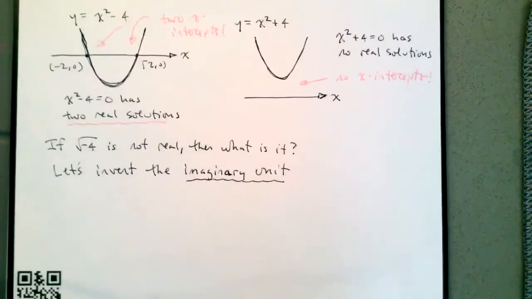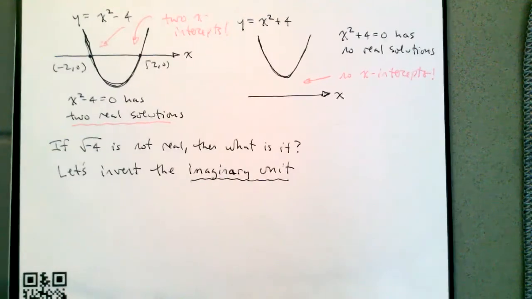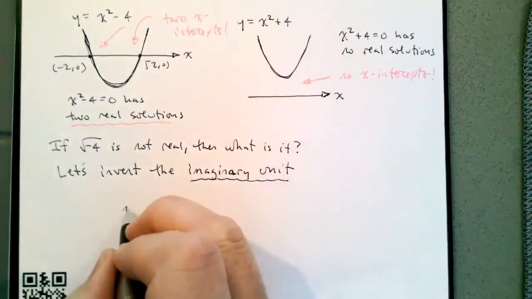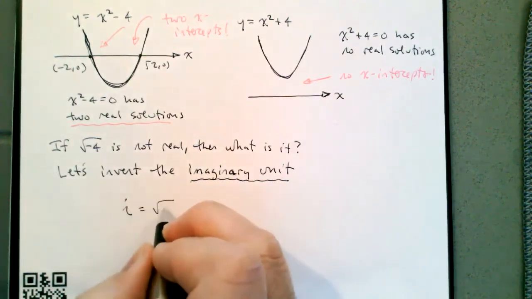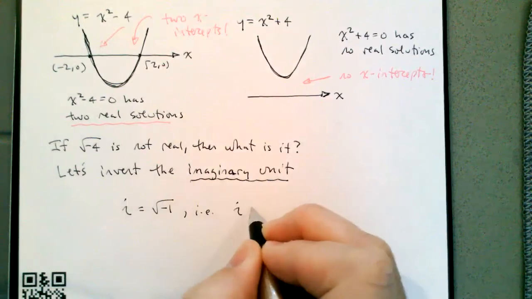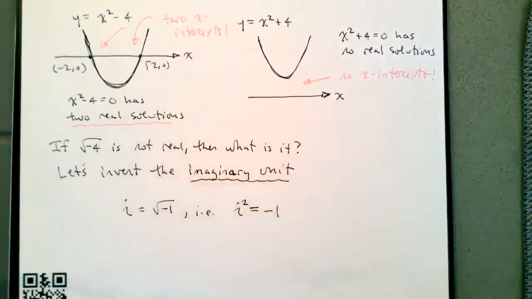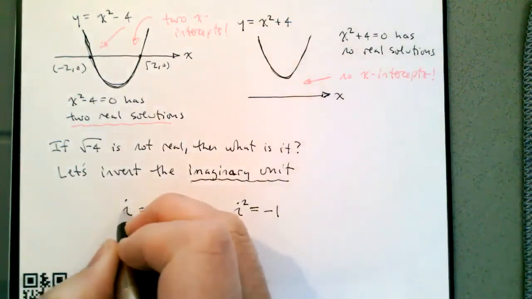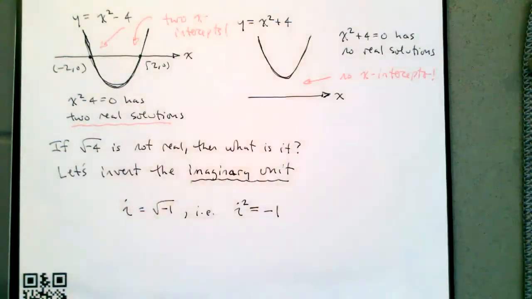So we invented this imaginary unit, the imaginary number. i is going to be the square root of negative 1. That is, i is not a real number. i is the number such that when you square it, you get negative 1. So this is called the imaginary unit, and we use i to represent it.